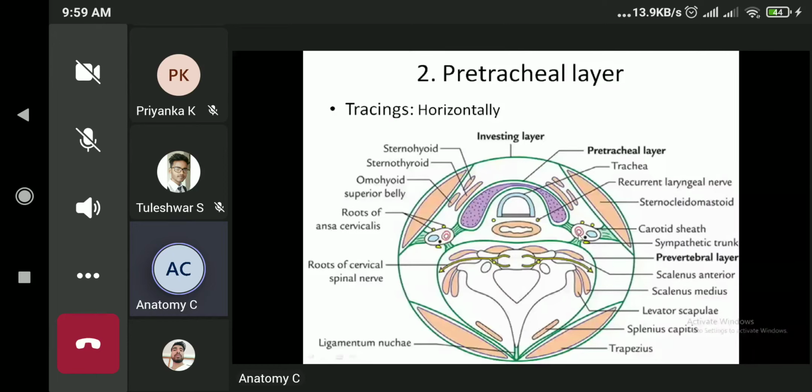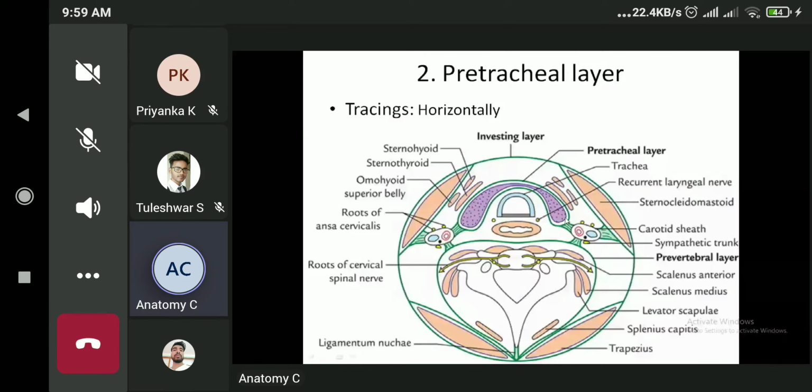About the carotid sheath, we'll be coming in detail further. But now remember, the pretracheal layer begins from the deeper aspect of the sternocleidomastoid muscle. Then it forms the anterior wall of the carotid sheath. Moving further medially, the important part is that this pretracheal layer splits to enclose this structure, the thyroid gland. The right and left lobes of the thyroid gland, and this connecting part is the isthmus of the thyroid gland. So the entire thyroid gland is enclosed by this pretracheal layer. So this is the horizontal tracing.